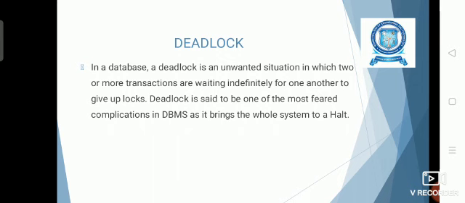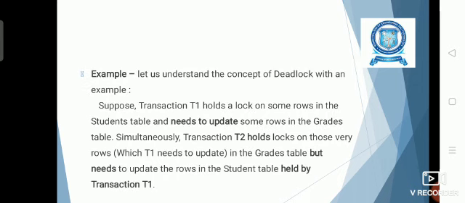Let us see one example. Let us understand the concept of deadlock with an example. Suppose a transaction T1 holds a lock on some rows in the student table and needs to update some rows in the grades table. Simultaneously, another transaction T2 holds the locks on those rows which T1 needs to update in the grades table, but needs to update the rows in the student table held by the transaction T1.